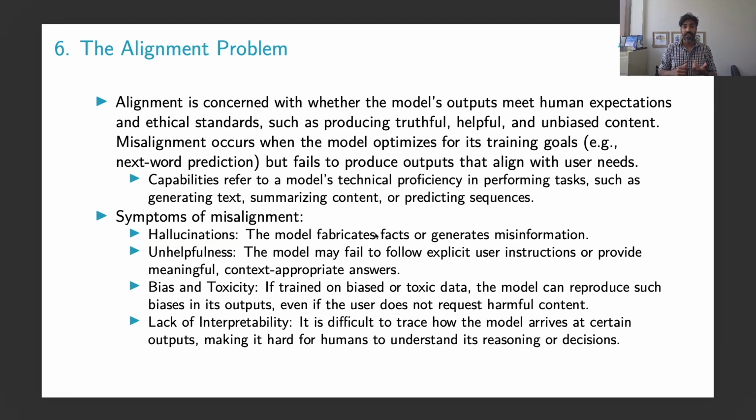There's bias and toxicity. If trained on biased or toxic data, the model can reproduce such biases in its outputs, even if the user does not request harmful content. So that's an issue. And then also lack of interpretability. It's difficult to trace how the model arrives at certain outputs, making it hard for humans to understand its reasoning or decisions.